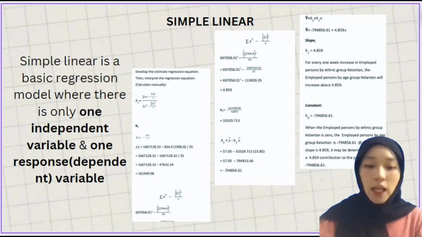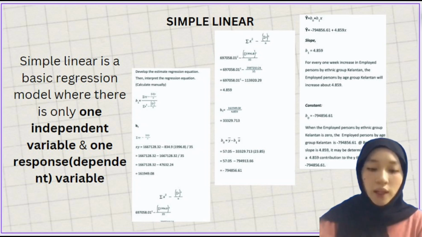For the simple linear regression, develop the estimated regression equation, then interpret the regression equation. B1 equals Sxy: 1667128.32 minus the product of the sums divided by 35, which is 1667128.32 minus 1667128.32 divided by 35. And for the answer, 161,949 plus 0.08.